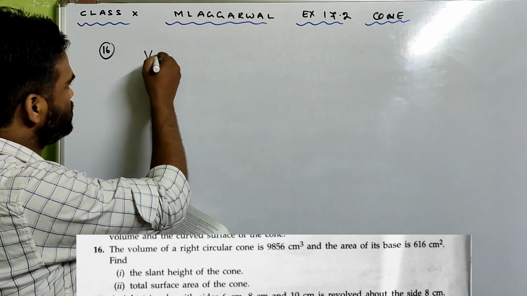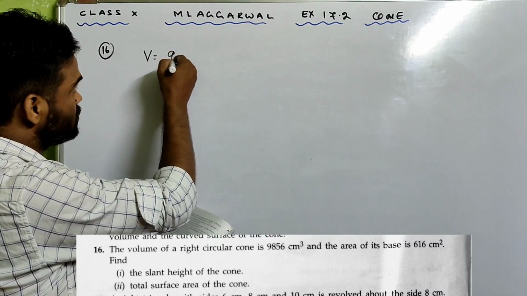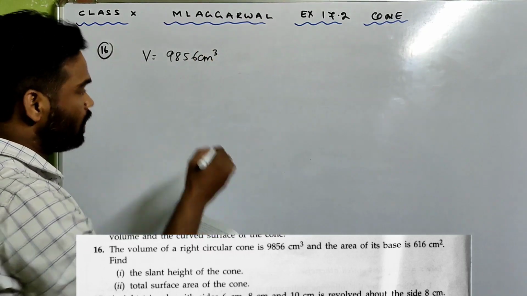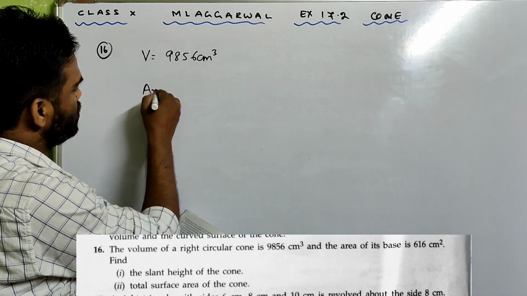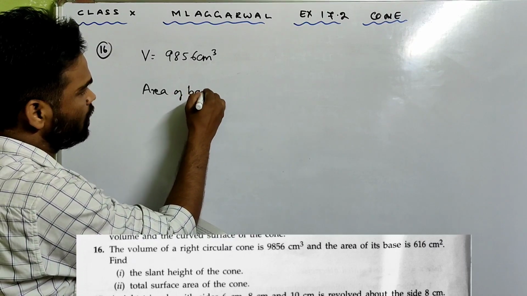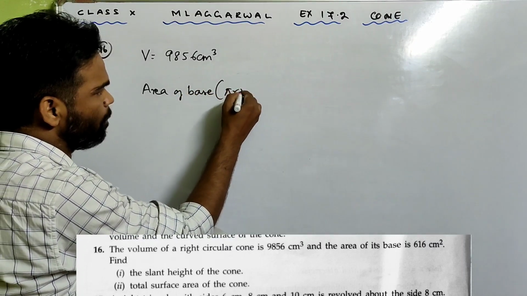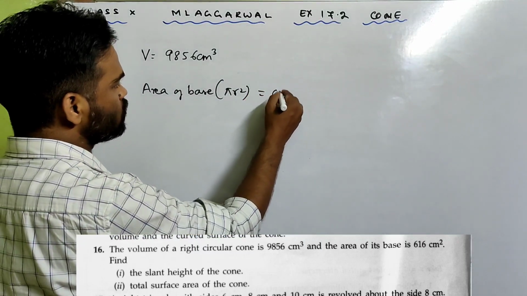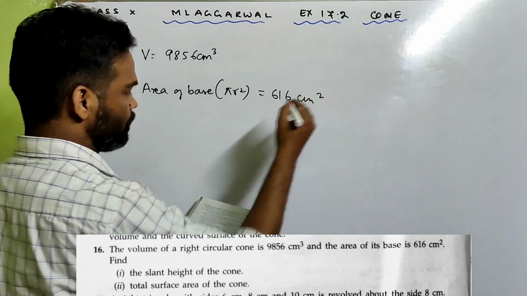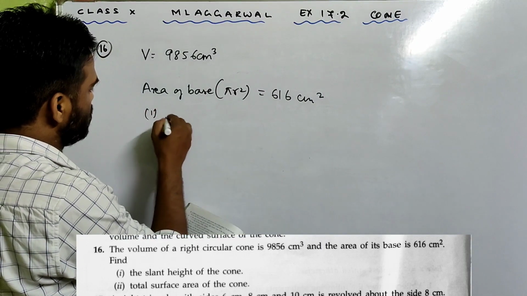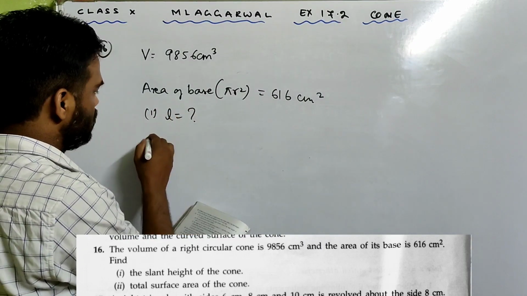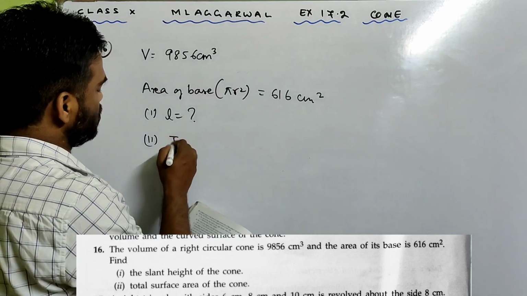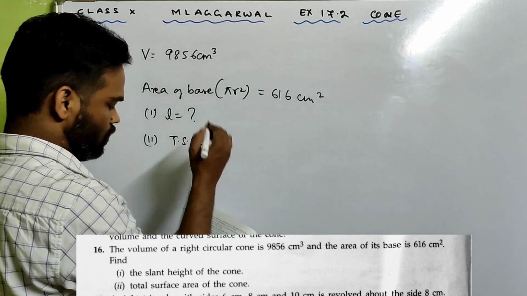The volume of a right circular cone is 9856 centimeter cube and the area of the base, which is a circular region, pi r square, is equal to 616 centimeter square. Find the slant height. Number 2, total surface area of the cone.